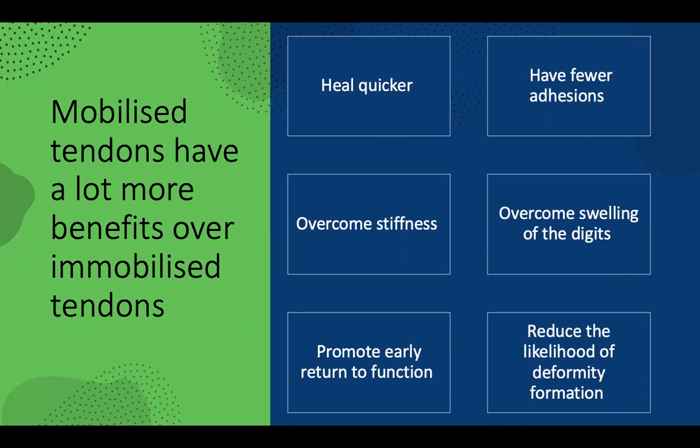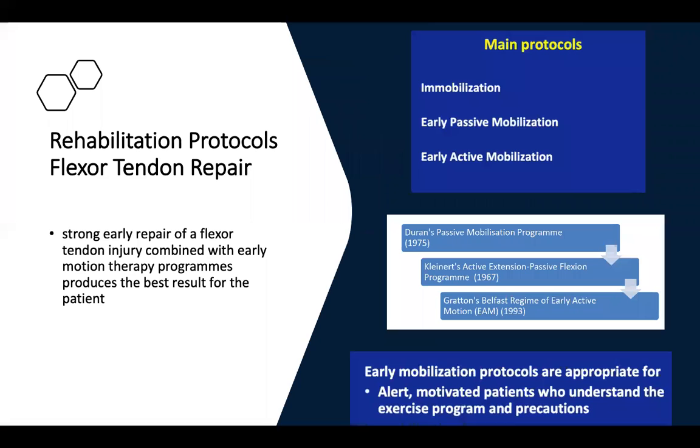Mobilized tendons have a lot more benefits than immobilized tendons. They heal quicker, have fewer adhesions, overcome stiffness, overcome swelling of the digits, promote early return to function, and reduce the likelihood of deformity formation. In the rehabilitation protocol of flexor tendon repair, initially it started with an immobilization protocol. Nowadays it is used for children and patients who are not complying with a mobilization protocol. Early passive mobilization and early active mobilization are the commonly used methods nowadays.